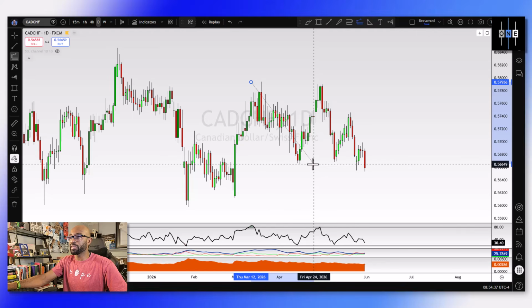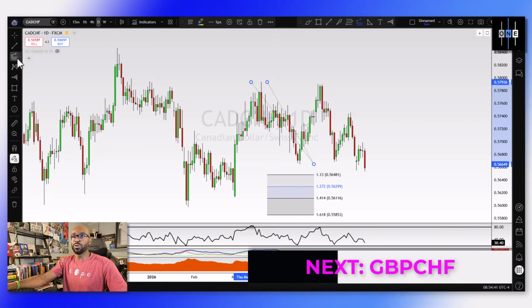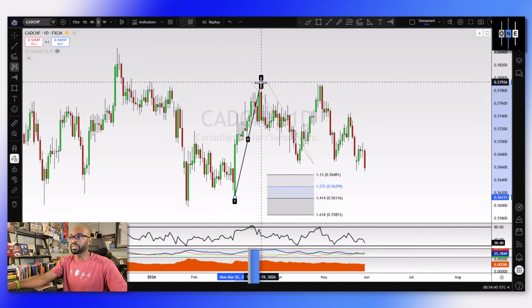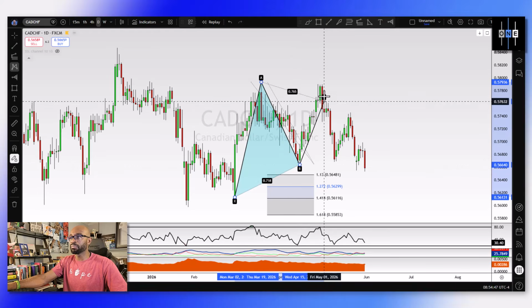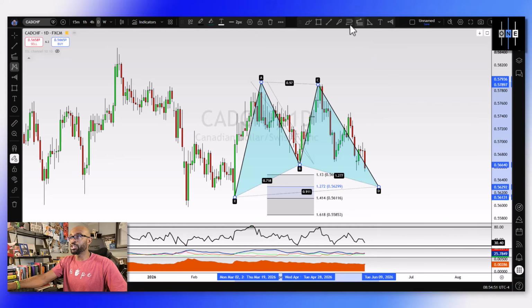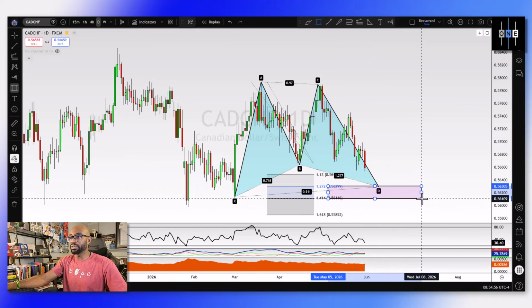There may be a buying opportunity at the lows too, but if we were to violate that level, I would expect this Gartley to complete X to A to B, B to C, and a CD completion down here at the 127. Again, our zone of completion going from our 127 down to the low of our X leg.